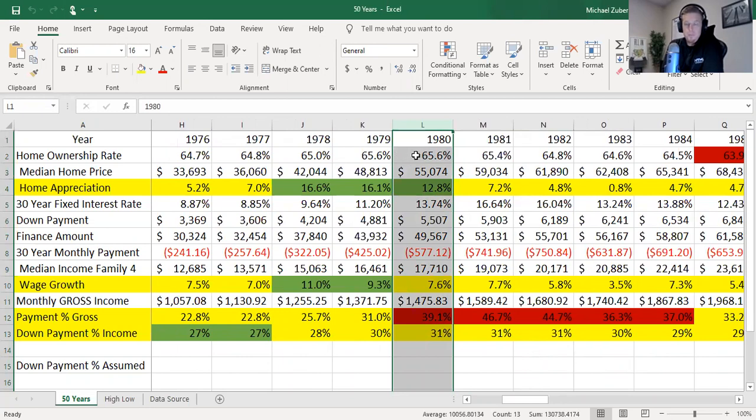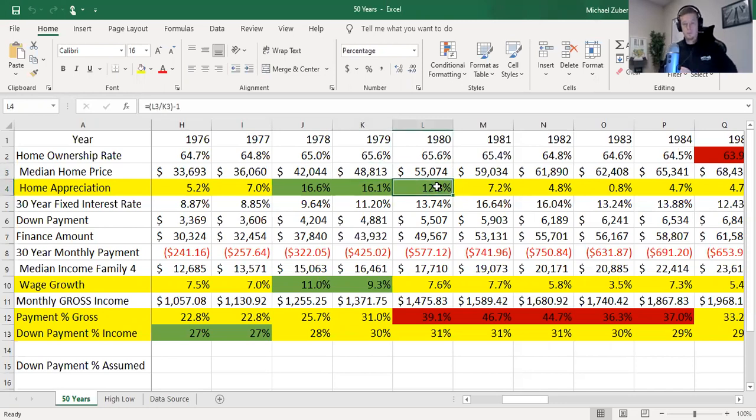So I went out and grabbed the home ownership rate because I wanted to see where that was. I went and grabbed the median price. The median price is nationally for single family homes. So nationally speaking, not California, not San Francisco, not Beverly Hills, nationally home prices were $55,000. Home appreciation, Matt, what I did here is this is math. The formula here is I took 1980's price divided by last year's price to get my appreciation. Right. So that's math.